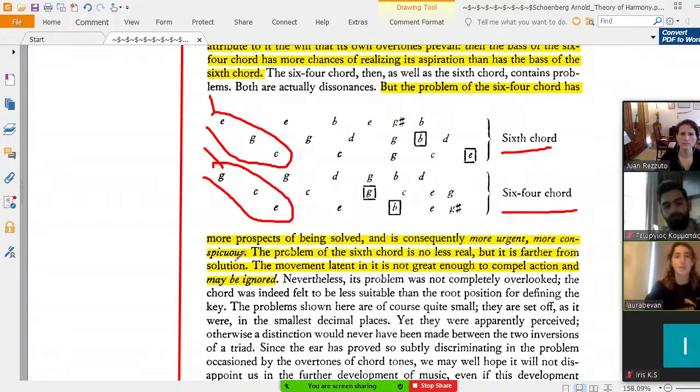Okay, so each one of these notes has its own overtones, because when you play a note, as he states, and everything in this treatise is going to be related to acoustics. Now, especially to Laura, the lesson that I talked about on the overtones, memorize it. It's the most important lesson in the book.